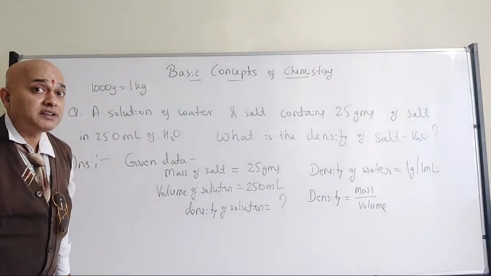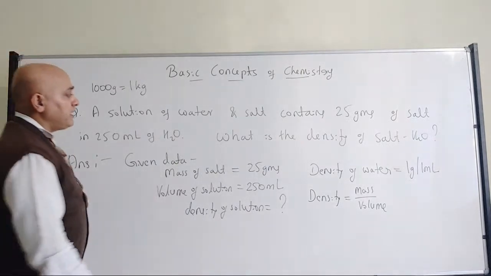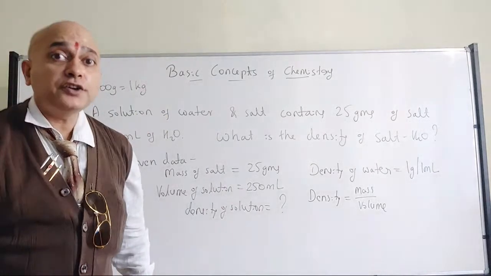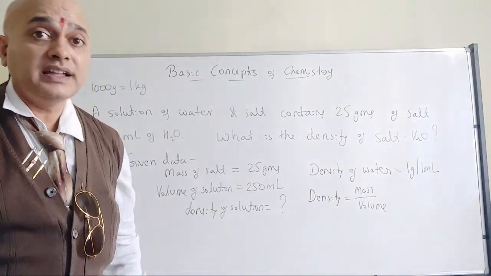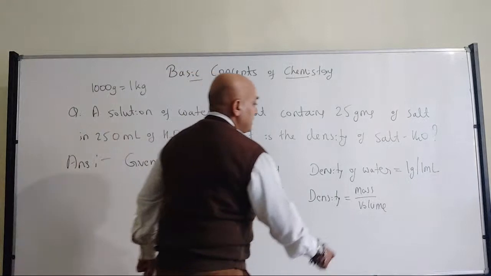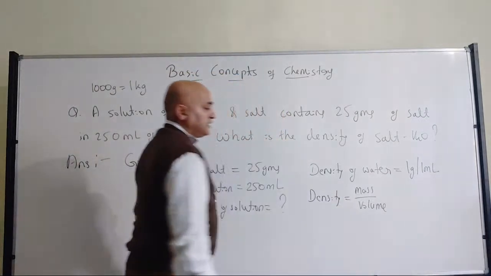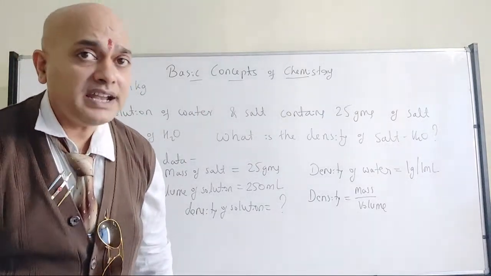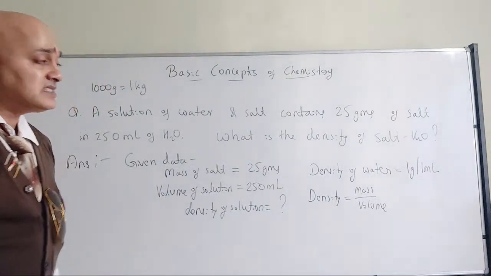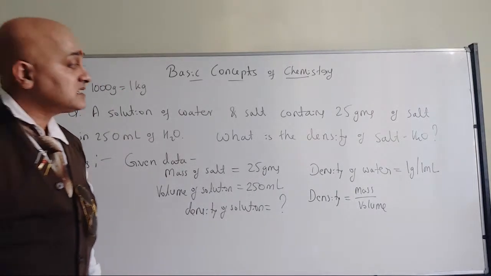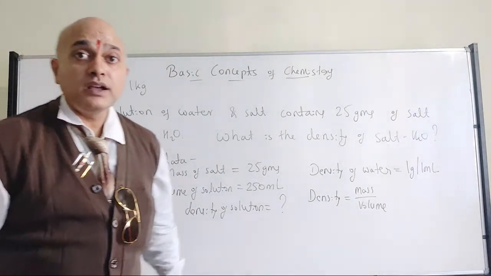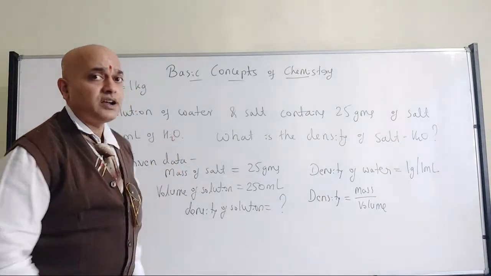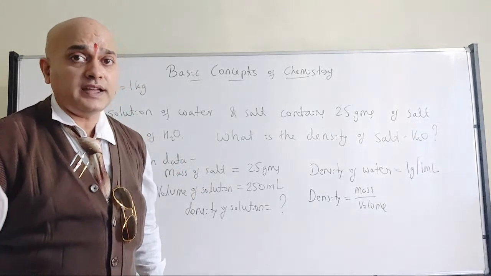They have not given the mass of water. Please remember, they have given the mass of salt. Now we have to find out what is that mass of water. Then only we can find out what is the total mass of the solution. Otherwise we are not going to get the answer. All of you are getting my point? So what is the density formula? Density is equal to mass by volume. Whose density we have to find out? We have to find out the density of salt water solution.